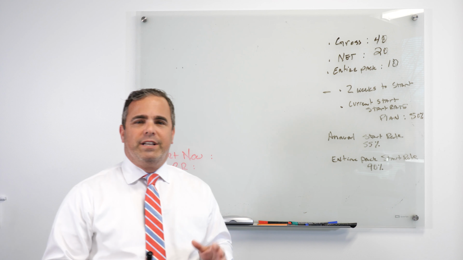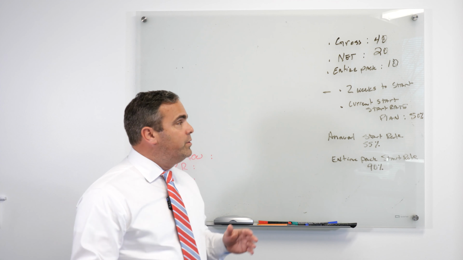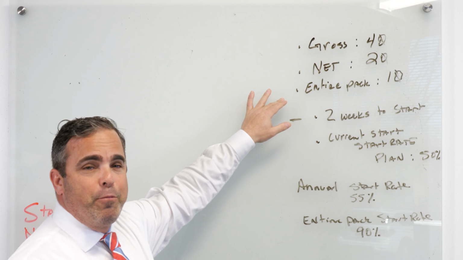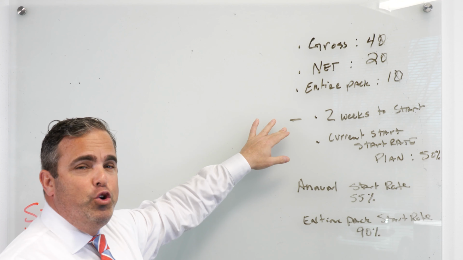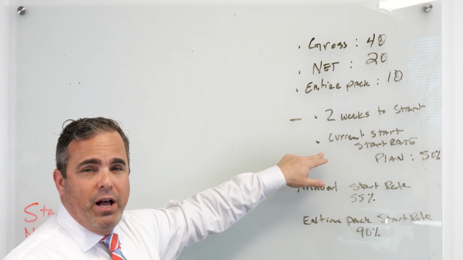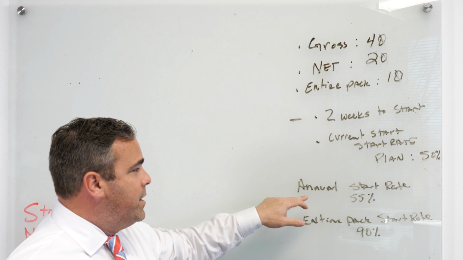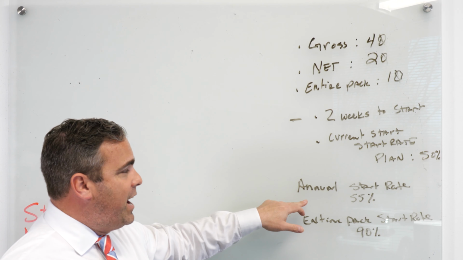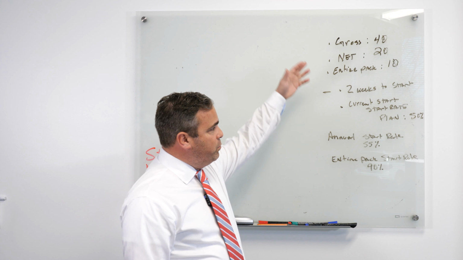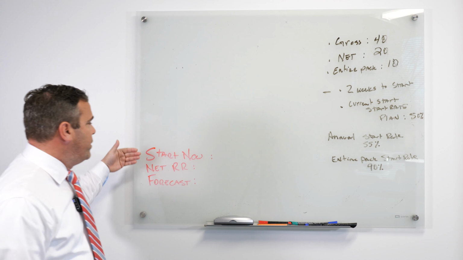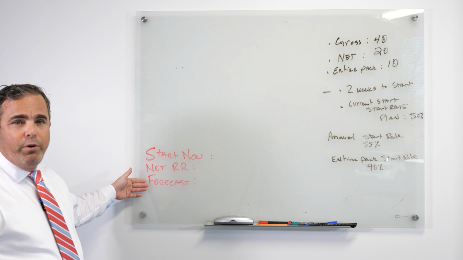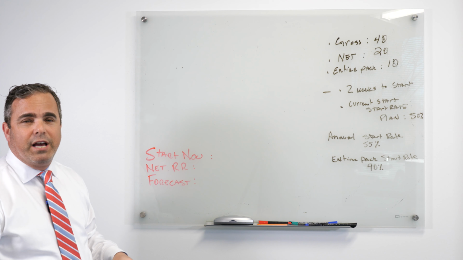So first of all, we're going to use a fictitious campus. The numbers we're going to use: their gross is 40, their net is 20, their entire pack is 10, they have 2 weeks until their start date, their current start rate for this upcoming start is 50%, their annual start rate is 55%, and their entire pack start rate is 90%. So we'll be using all these figures to come up with our start now number, our net run rate number, and our forecast at any point in time. For this case, it'd be our forecast 2 weeks out from the start.